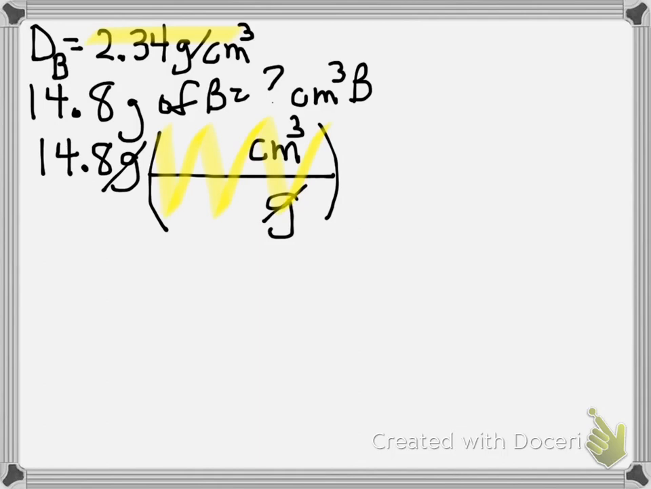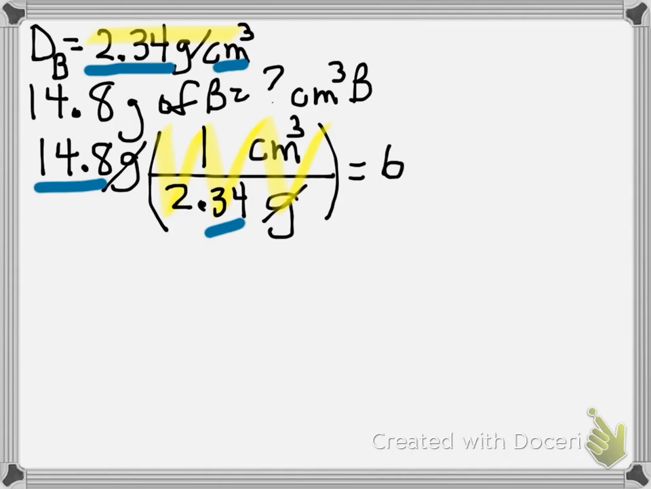So up here, we see that in front of grams, we have 2.34, and we have 1 in front of cubic centimeters, which means we're going to divide. Now, in terms of significant figures, our given that we're starting with has 3. Our conversion factor also has 3. So our answer should have 3 significant figures. So you should end up with 6.32 centimeters cubed of boron.